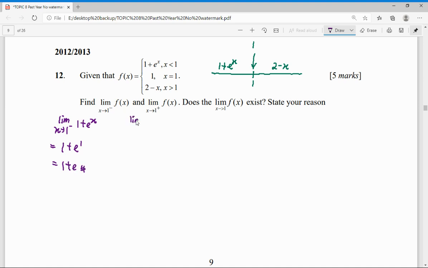Then we solve the limit from the right-hand side. For x greater than 1, the function is 2 minus x. When x approaches 1 from the right-hand side, we substitute 1 and get 2 minus 1, which equals 1. So we can notice that the left-hand limit and right-hand limit do not give the same result. We can conclude that the limit of the function when x approaches 1 does not exist.